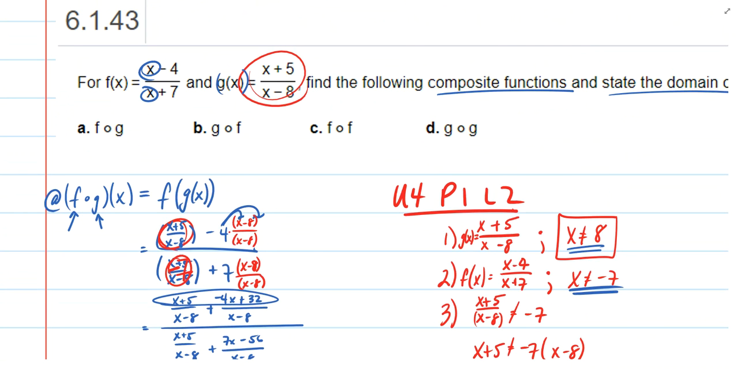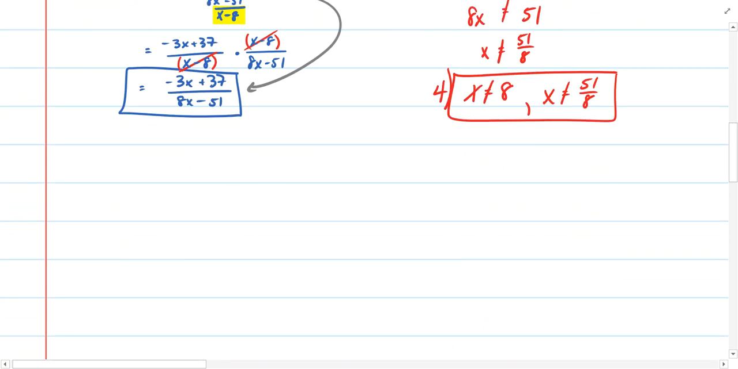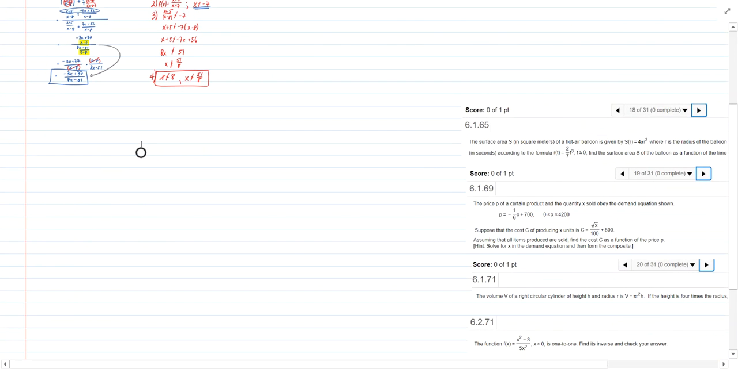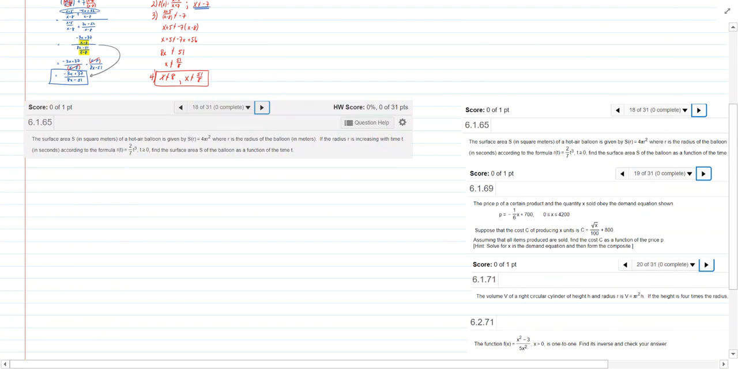So I hope that provides a little bit of clarity and gives you an opportunity to try these on your own. Let's bring in number 18 now.